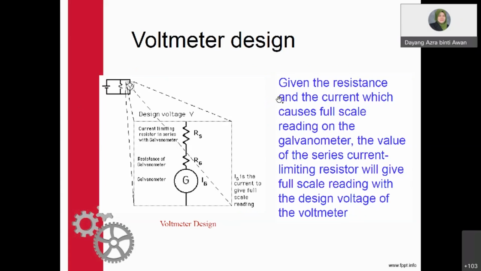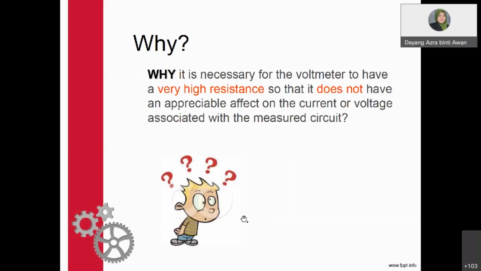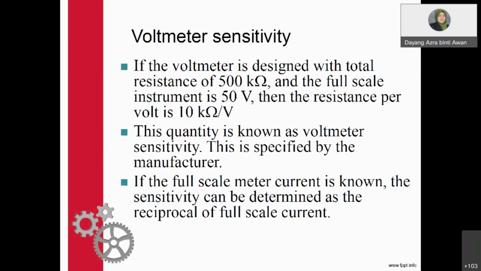So this is how the voltmeter is designed. We have what we call IG, which is the current that flows through the galvanometer. Why is it necessary for the voltmeter to have a very high resistance? So that it does not have an appreciable effect on the current or voltage associated with the measured circuit. So this is the solution here. In order for you to have a good voltmeter sensitivity, you need to have a voltmeter that draws a very low current. If you have that, you can get a good result, and you can also determine the reciprocal of the full scale current. So it is very important for the voltmeter to be a very sensitive device.